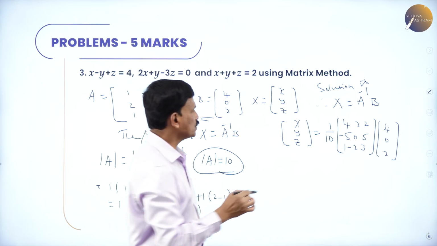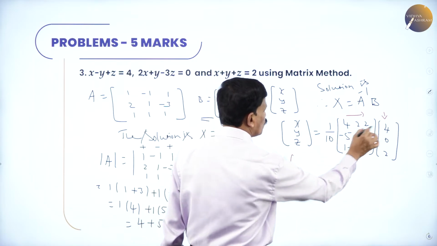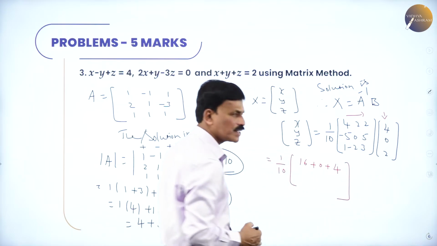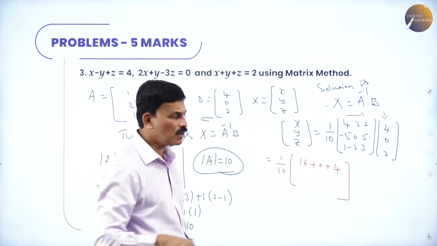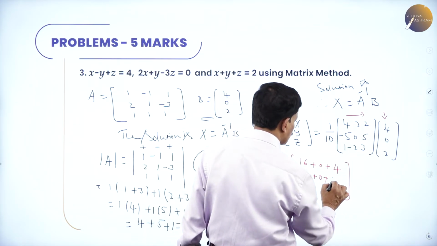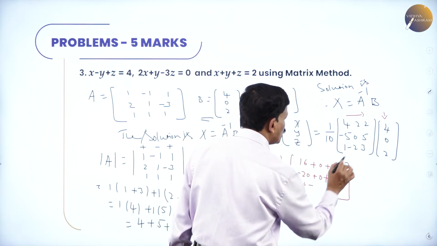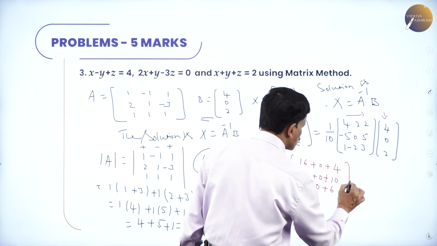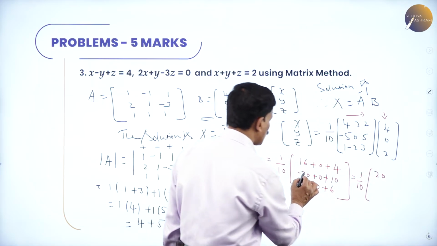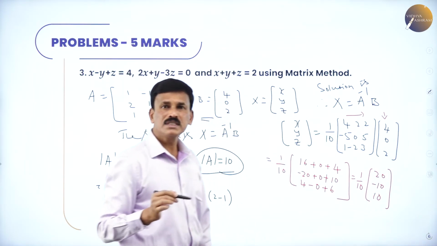Now matrix multiplication. So first row, first column. Here 1 by 10 as it is, 4 4s are 16 plus 0 plus 2 2s are 4. First row, first column finished. Go to the second row and first column, -5 4s are 20 plus 0 plus 5 into 2 is 10. Again, third row, last column, 1 into 4 is 4, -2 into 0, 0, plus 3 into 2 is 6. So this is 1 over 10 into 16 plus 4 is 20, -20 plus 10 is -10, 4 plus 6 is plus 10.